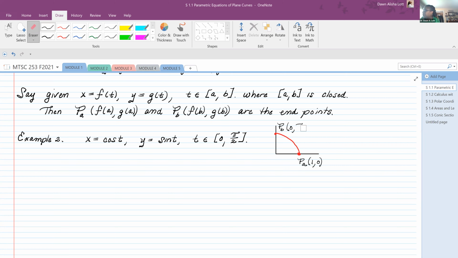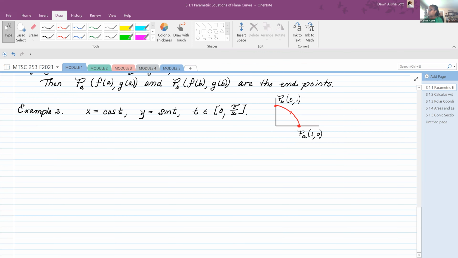Now here's the fun thing. How do I know that the curve is going in this direction? We'll talk about that in a minute. Okay, so now you know what it means for the curve to have endpoints.